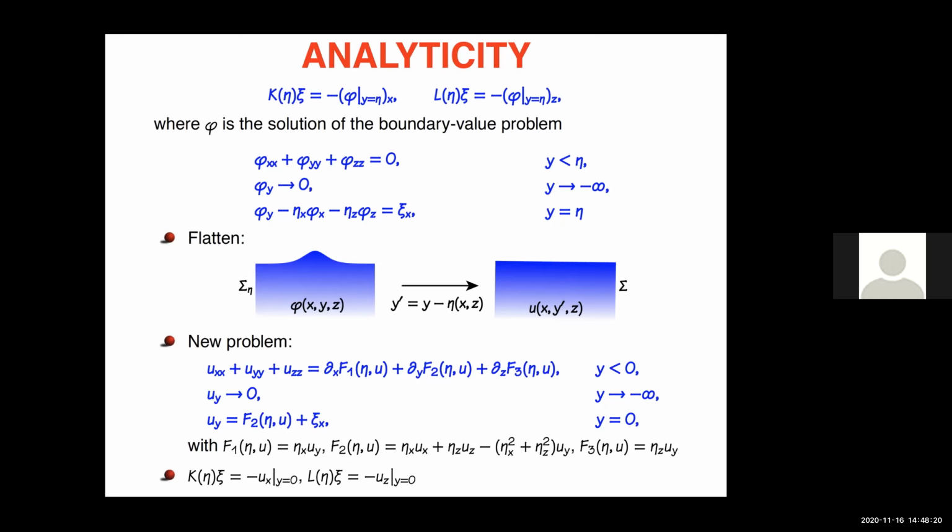Now, obviously, if I can show that the new boundary value problem, the boundary value problem for u, is solvable, and its solution depends analytically upon eta and psi, then k and l will also depend analytically upon eta and psi, because they are just derivatives and traces of u, in other words, linear functions of u. So the issue is how to prove that the new boundary value problem has a unique solution which depends analytically upon psi and eta.